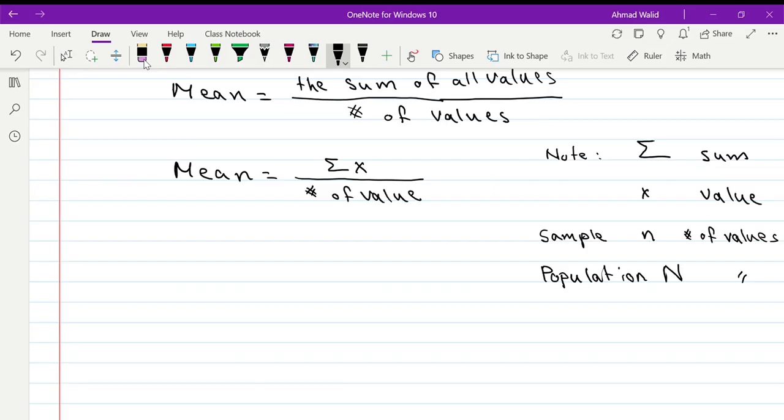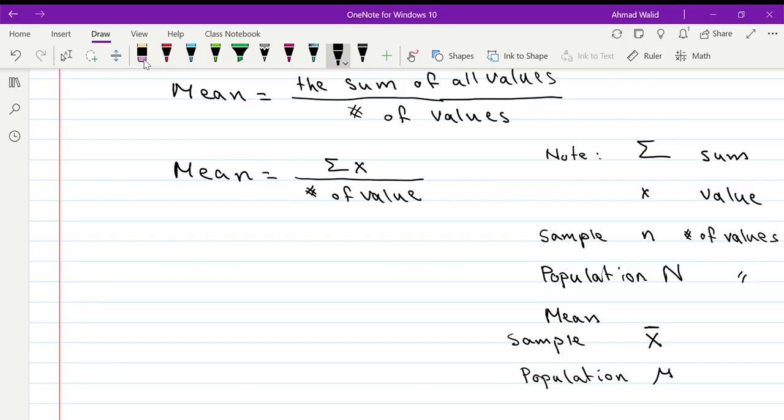And I also need a notation for the actual mean. Again, when you are dealing with a sample, the notation for mean is x bar. X with a dash on top of the x, we call it x bar. X bar means mean of a sample. If you are dealing with a population, use this Greek letter, which we call mu. Mu is the mean of a population.